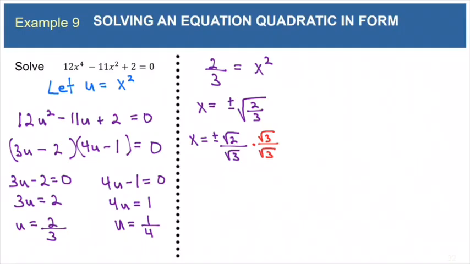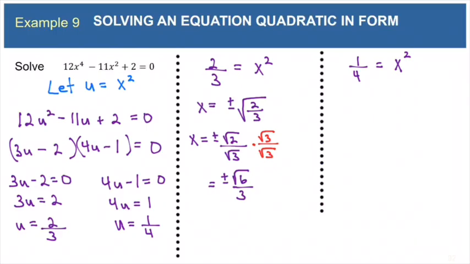And that's going to give us plus or minus square root of 6 in the top. And in the denominator, square root of 3 times square root of 3 is just 3. So this is fully simplified. And now let's do the same thing for the 1/4. So again, if we apply the square root property, we will unsquare the variable and we'll have plus or minus the square root of 1/4.